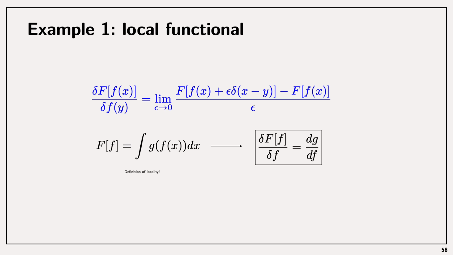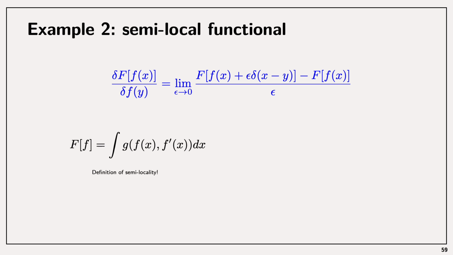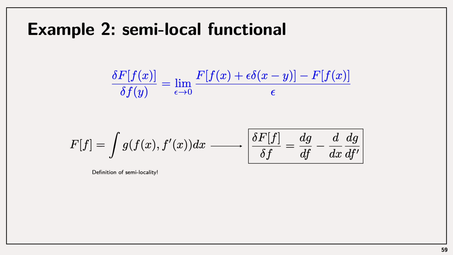Now we can have a semi-local functional. In this case, g in the integral is not just dependent on f, but also on f prime. And now this is where things are becoming a little bit more interesting. So again, I recommend to you, if you're curious, to pause the screencast and really use this function within the definition in the blue equation to find that the functional derivative's first term is the one we saw for the local functional, but there is also another term that comes from the derivative.